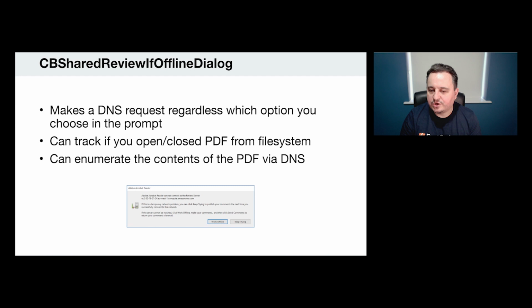prompt looks like when you call that function. So it makes a DNS request to the collaborator server where you can see it's return the reverse DNS of the collaborator server, and it gives you a prompt: work offline or keep trying, and it doesn't matter which you click, it will still make the DNS request even from the file system.